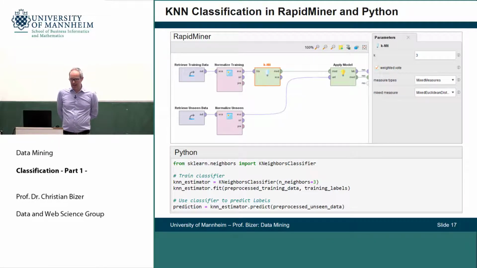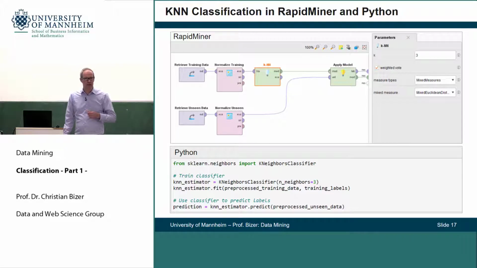How do we apply KNN classification in RapidMiner and Python? So in RapidMiner, we just have a KNN operator. We retrieve some training data. We might need to normalize the training data. We said the last time, never apply similarity metrics, for instance, to numeric data that has different ranges. This was our 1000 versus 2 example. So the 1000 attribute strongly dominated the 2 attribute. So we normalize our training data.